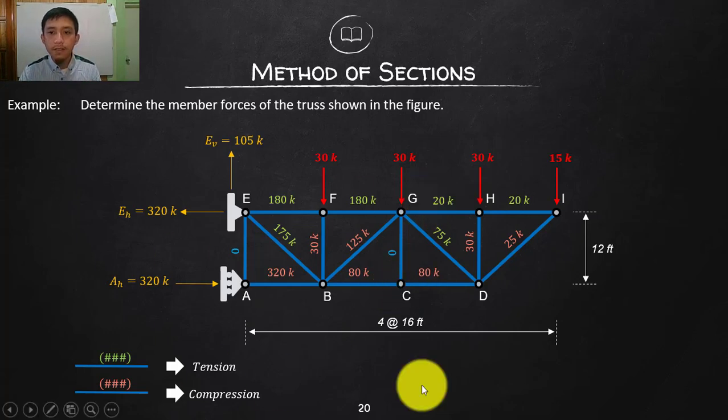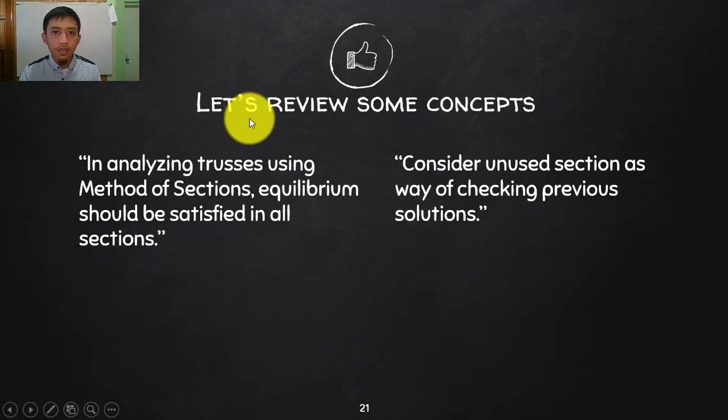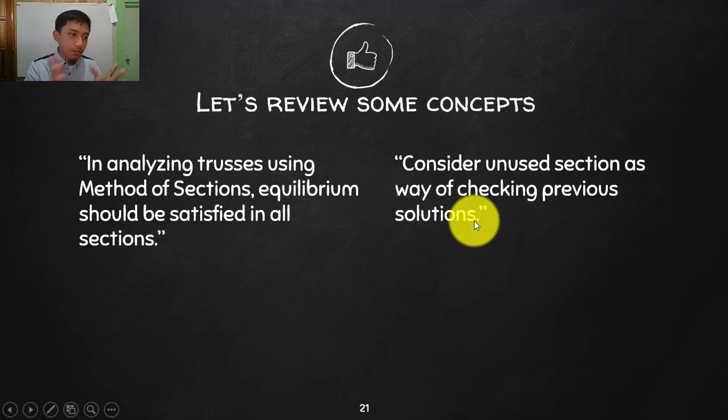Now let's review some concepts. For method of sections, we need to satisfy equilibrium in all of the sections, just like the method of joints, where we need to satisfy equilibrium in all of the joints. And of course, consider an unused section as a way of checking previous solutions. Just like in the method of joints, we can use the final joint to check the result. For this, you can use any section as long as we did not use it in the previous solution. So that's it for method of sections.